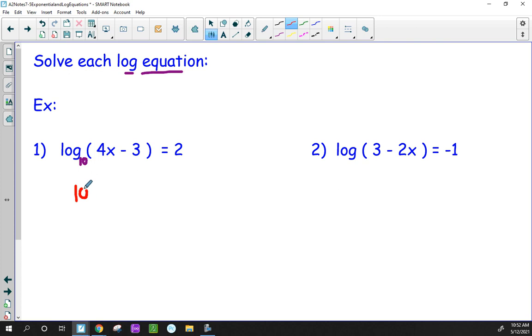Remember, the base is written first, the number behind the equal sign is actually the exponent, and the part in the middle of your problem, which is this binomial, is actually going to be the answer. So you read it as 10 to the second is equal to 4x minus 3. And then, easy problem, I don't see a log. I see the variable, but it's on this side, so I'm just going to go ahead and convert 10 squared and call it 100 is equal to 4x minus 3.